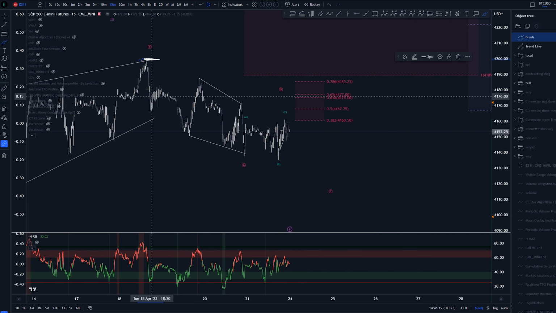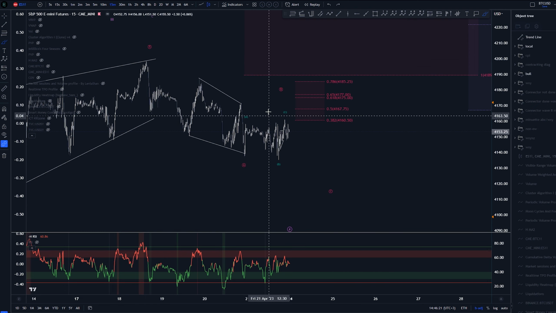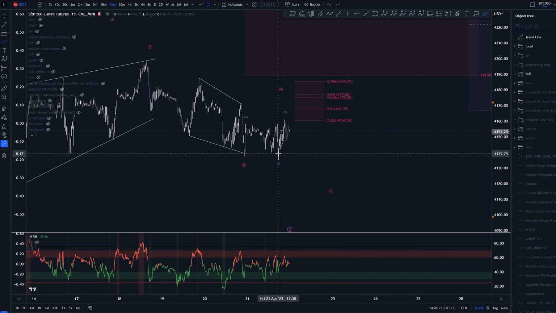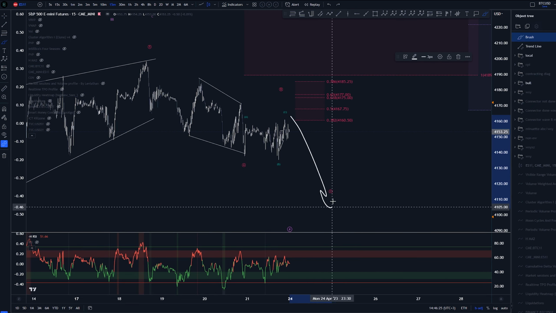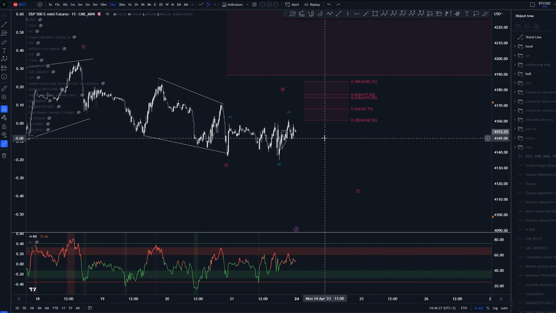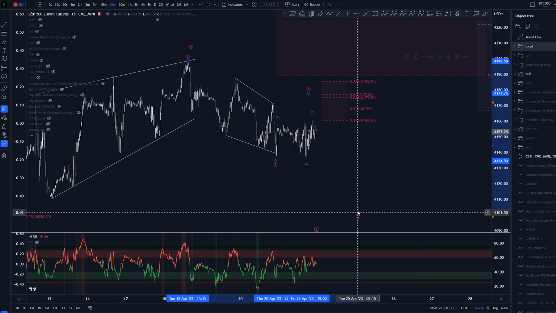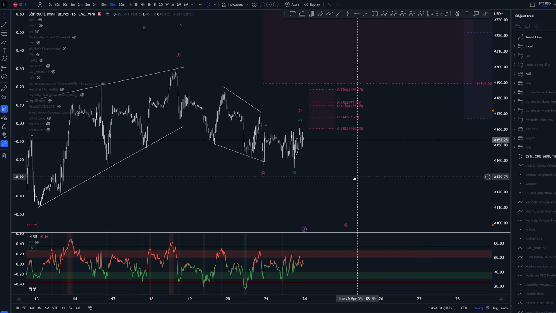This is my stop loss for both of those trades at this moment, and again there is a chance that we would be just looking for downwards after the Monday's open. So that would be that.